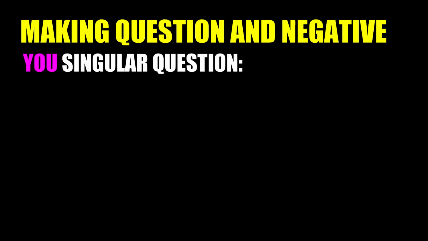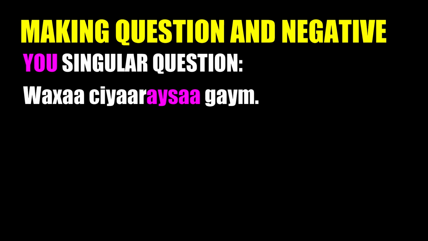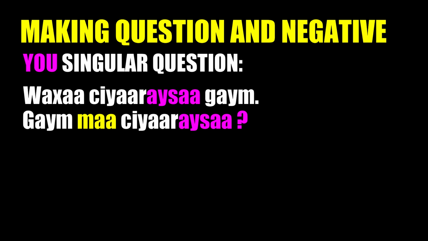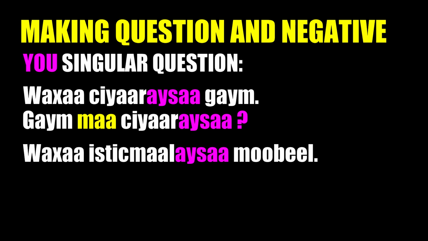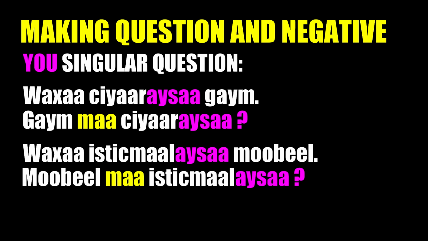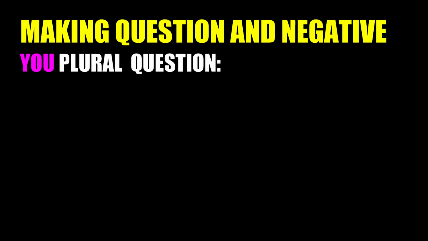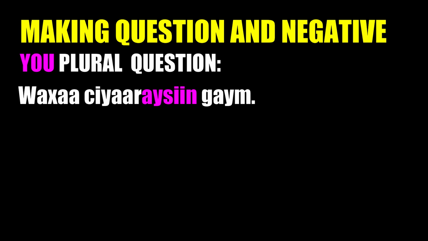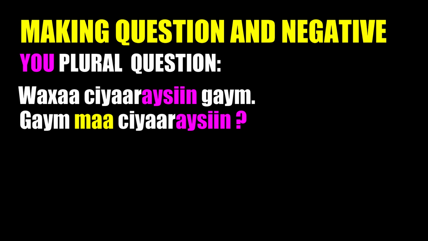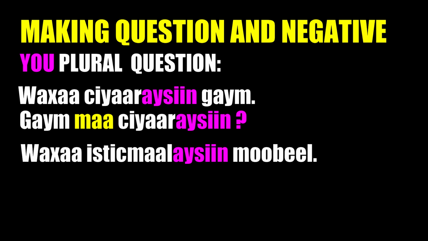You singular. Waxaa ciyaaraysaa game. You're playing game. Game ma ciyaaraysaa? Are you playing game? Waxaa isticmaalaysaa mobile. You're using a phone. Mobile ma isticmaalaysaa? Are you using a phone? You plural. Waxaa ciyaaraysiin game. Game ma ciyaaraysiin? Waxaa isticmaalaysiin mobile.